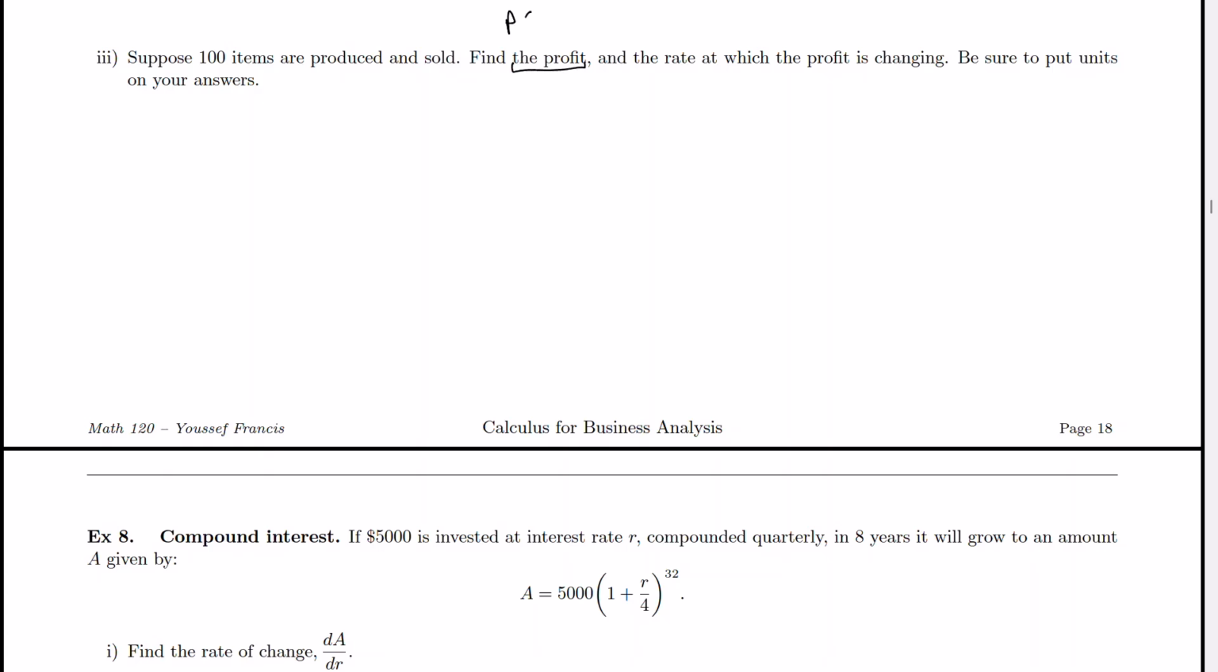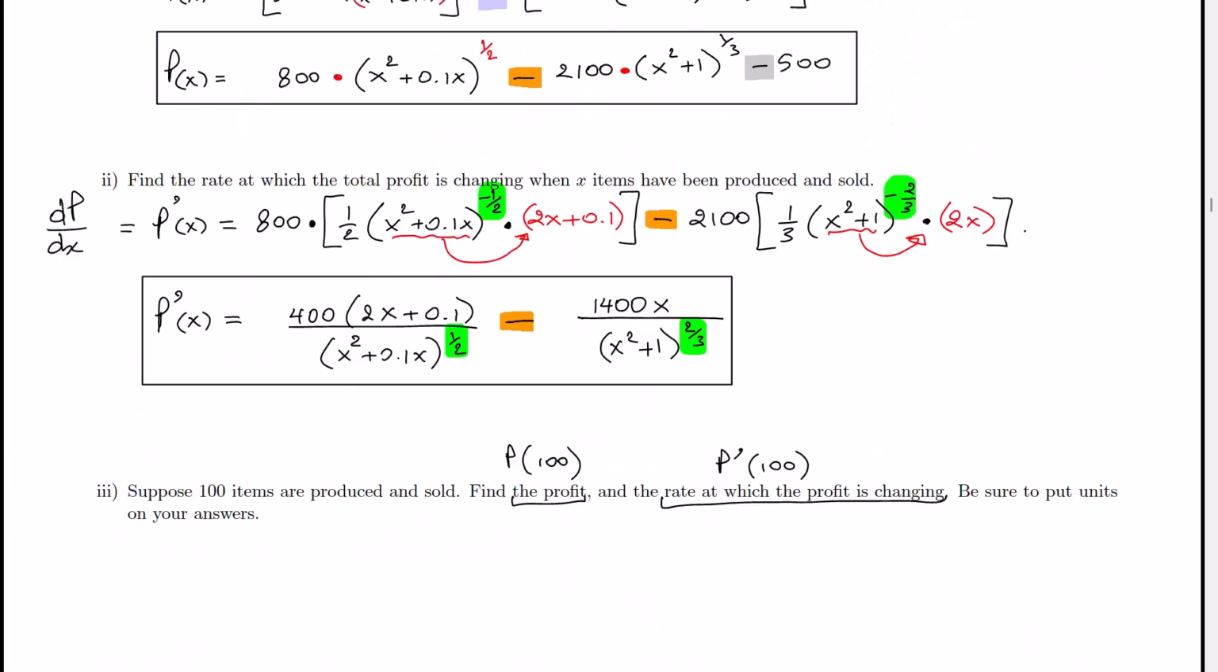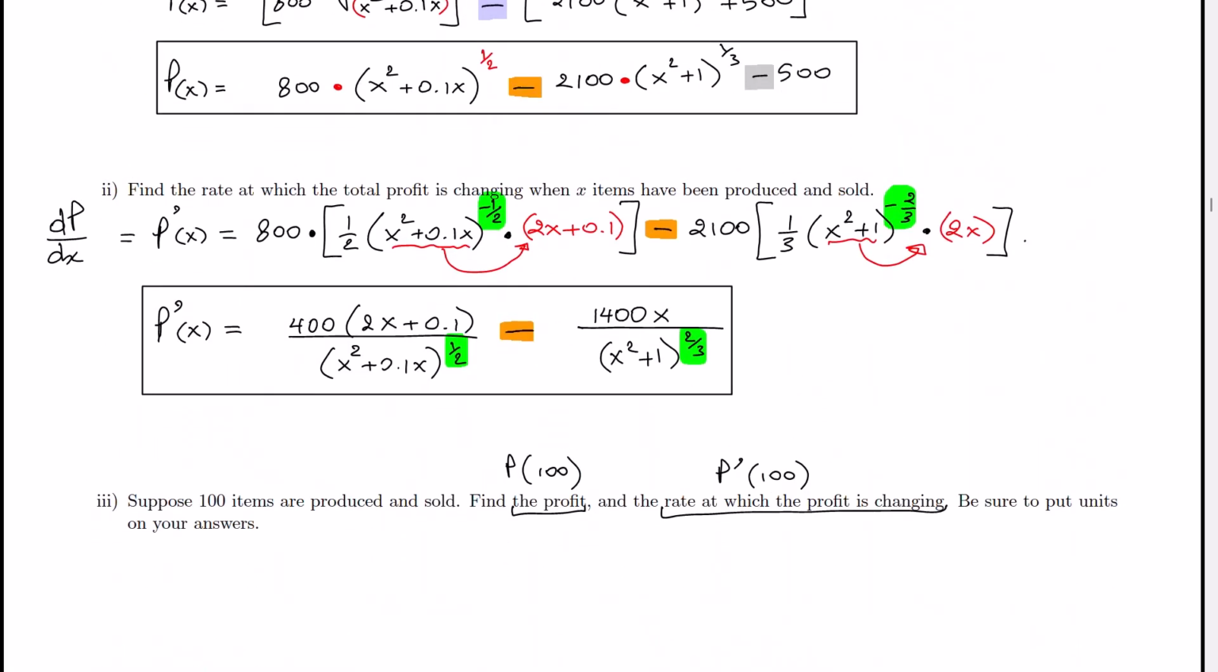That means we need to plug the 100 into the profit equation to get the answer there. And also they want us to find the rate at which the profit is changing. The rate, remember, is the derivative. So that means they want us to put 100 into the p prime that we already found. So remember, the p and the p prime are these functions that we just found earlier in the problem, and we have to replace the x's in there with 100.